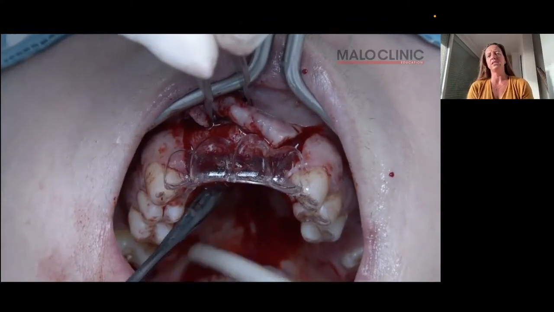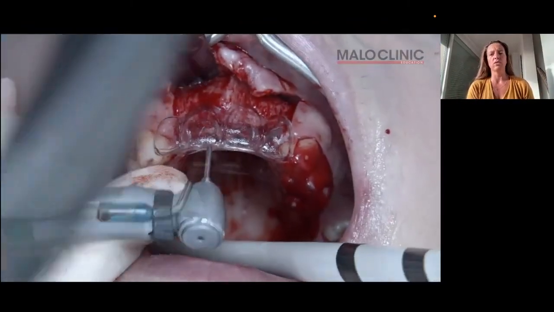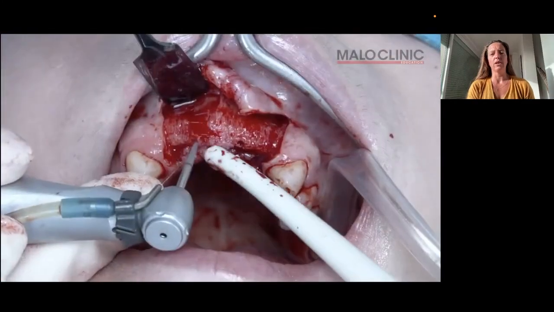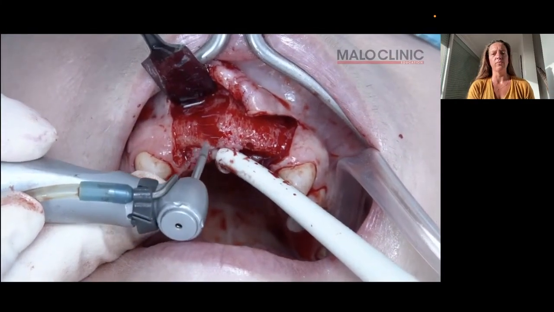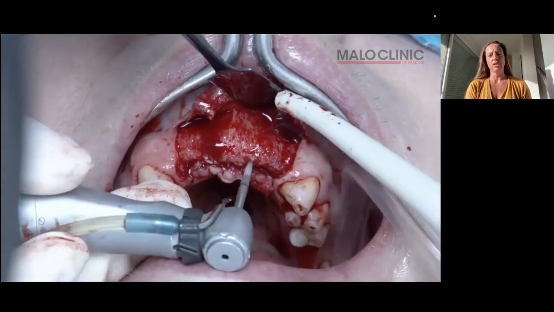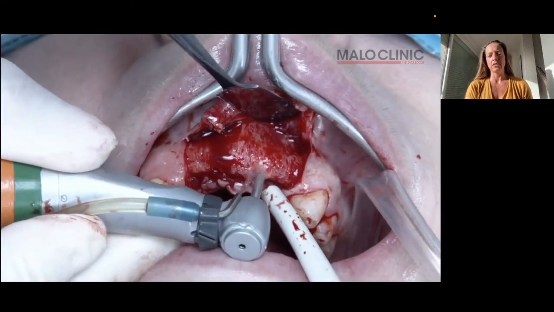So here we can see we open a good flap in order to see all the bone available that we have. And this is a guide that is very easy to do in the lab, because basically you make the try-in of the crowns that we want, and you just make this transparent surgical guide that is very easy.